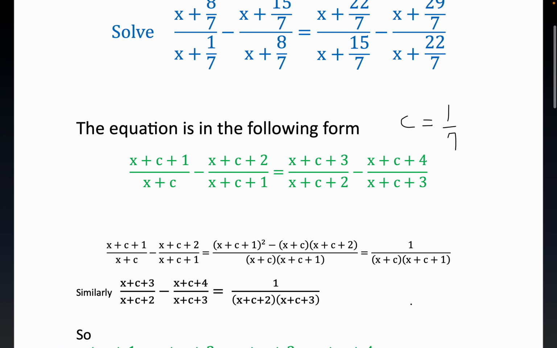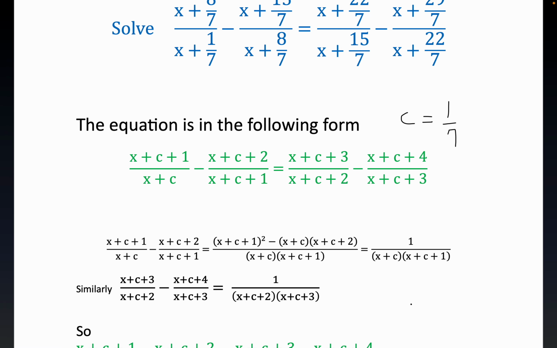Now, obviously, I don't want to go through every last algebraic step, but what I did here is I went ahead and simplified the left-hand side, and I showed some of the work here. Found a common denominator, which is just the product of the two denominators, x plus c and x plus c plus 1. I left out quite a bit of the multiplication, but you get this nice result here where you have 1 over the product of the two original denominators.